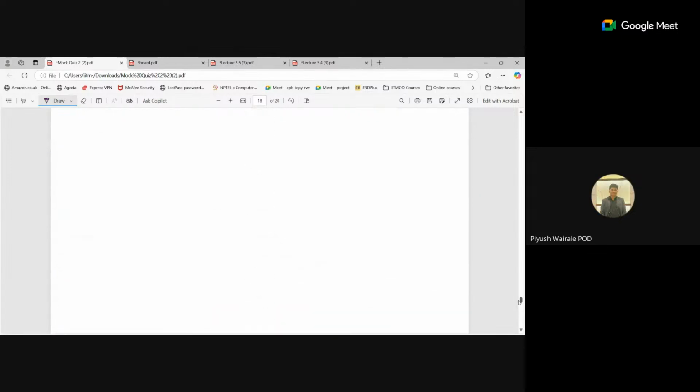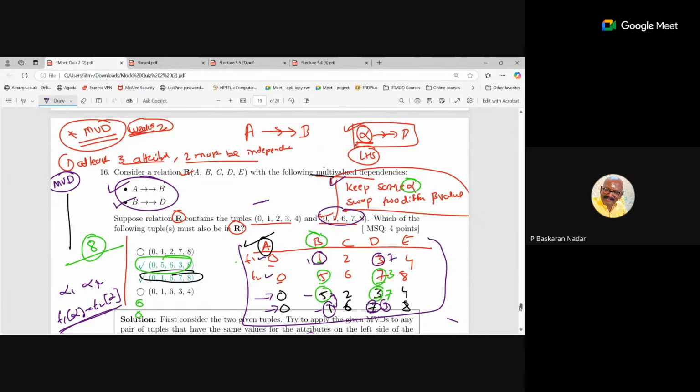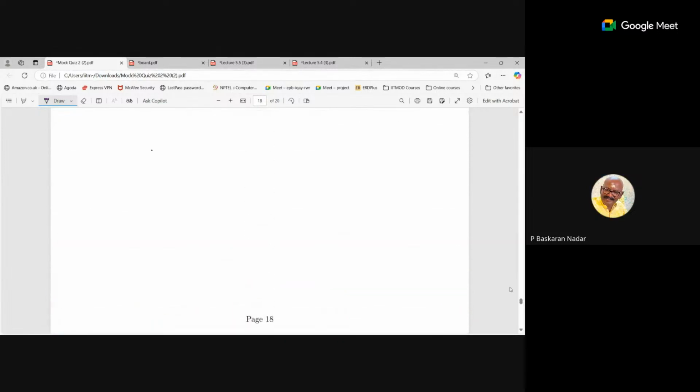In week 6 we have discussed that, because in the practice assignment we have one question. Two MVDs are present, two FDs are present. In that we have applied 4NF. Will there be any questions or checking on the 4NF decomposition? Yes, you can expect that.